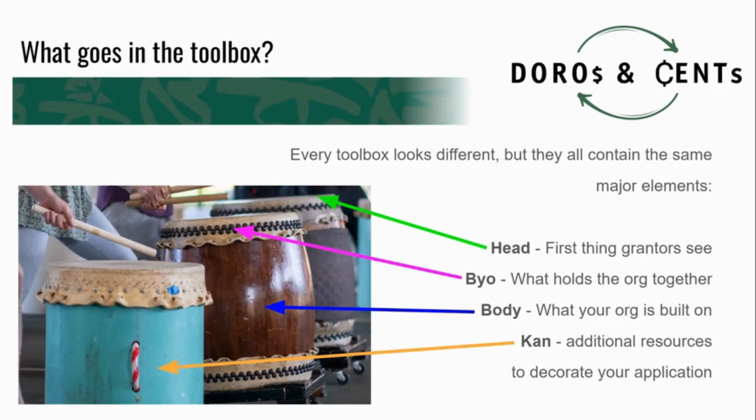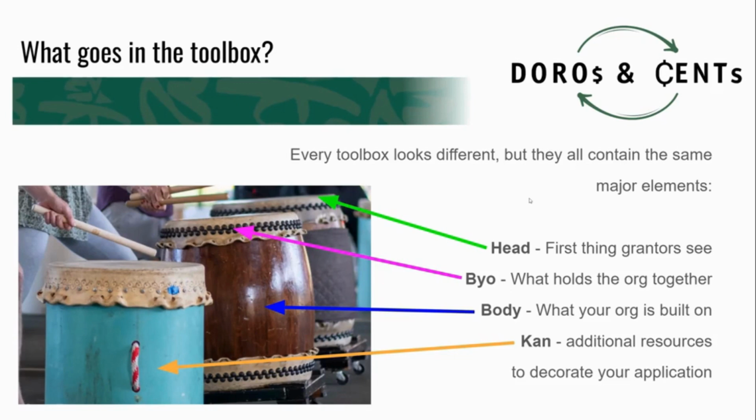The body is what your org is built on. This would include things like the programs or the details of a project if you're applying for a project grant. And then the con really is just the additional resources that make your organization or your project special and unique. It's the stuff that you notice that differentiates it from other drums in the lineup. So that's really what we're looking at, the 4 major elements of a grant writing toolbox: the head, the bio, the body, and the con.